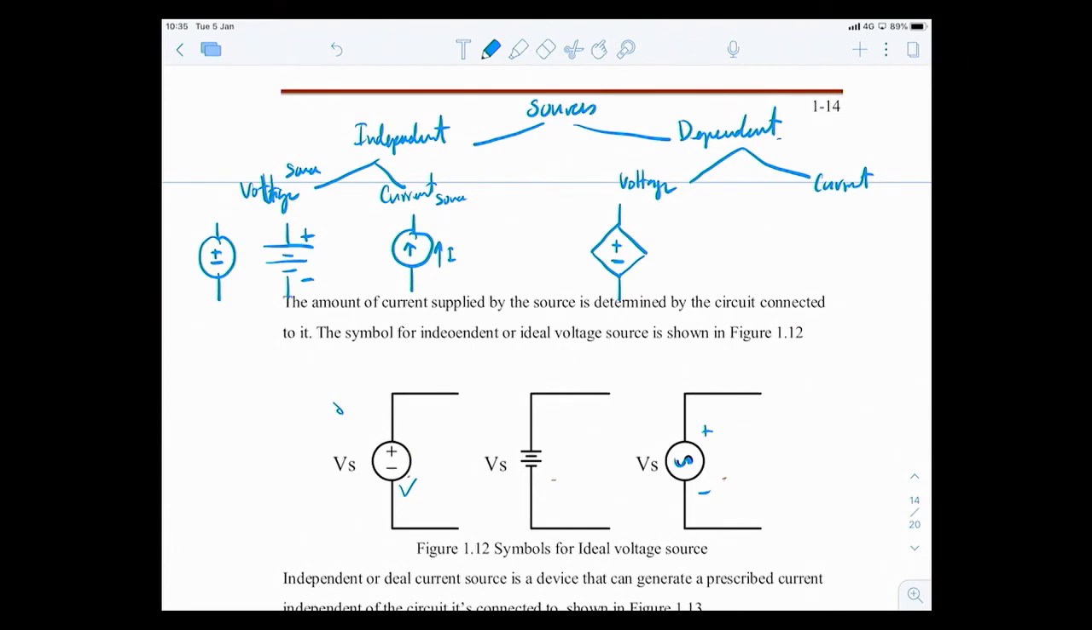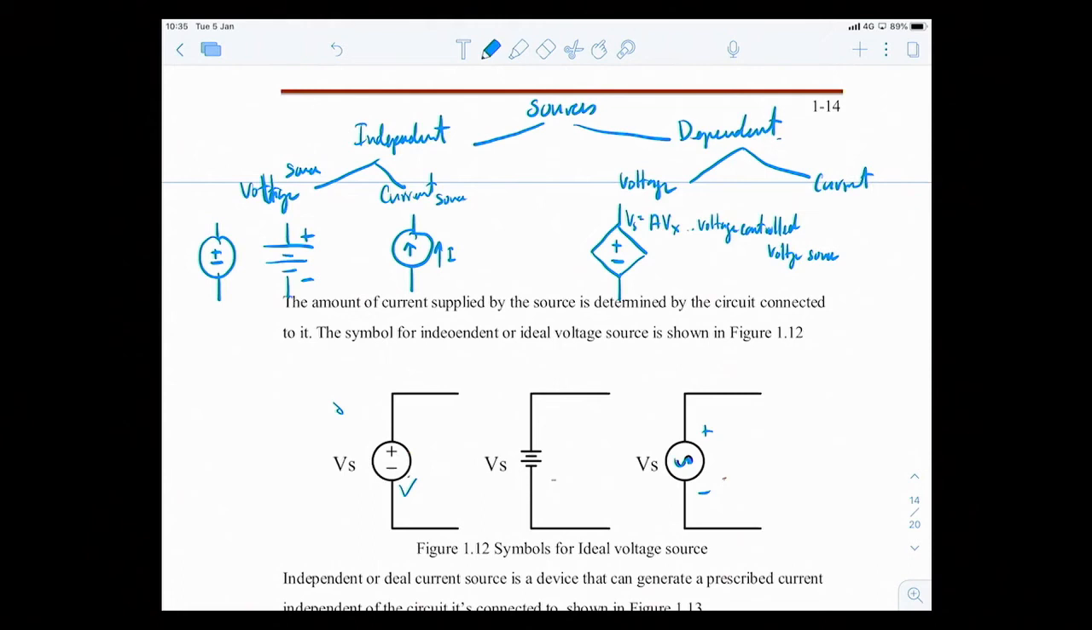There are two parameters that can control it. It can be controlled by another voltage in the circuit. So therefore, this Vs could be A Vx. So it's called the voltage controlled voltage source.